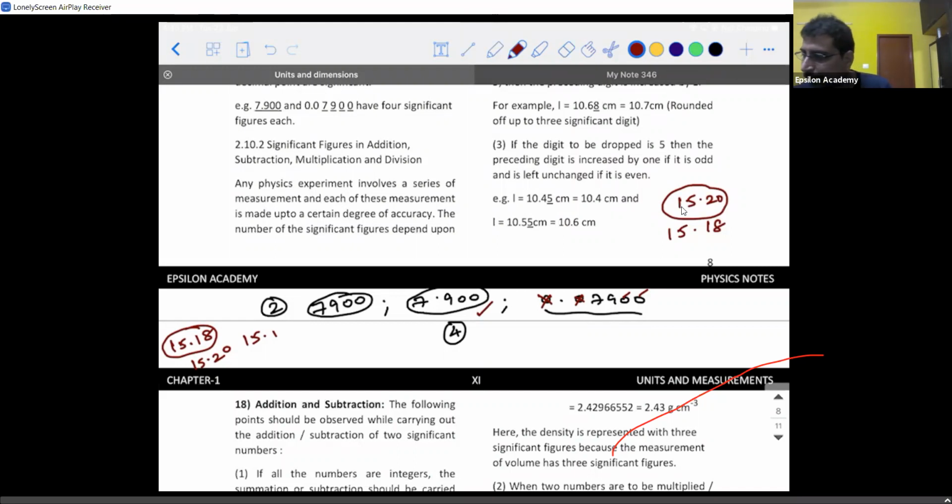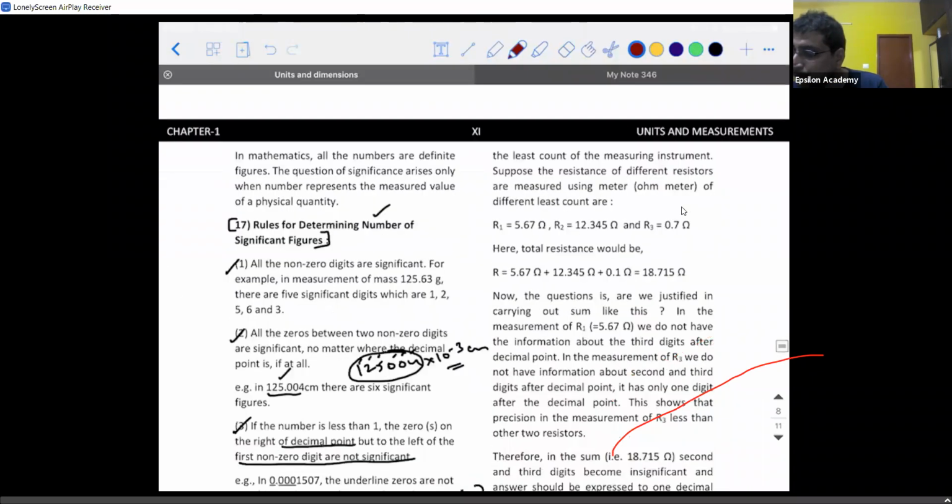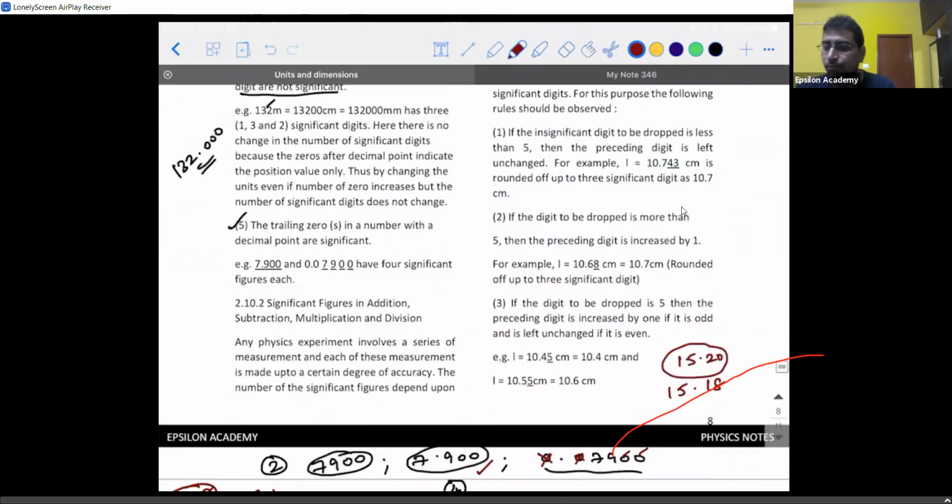I hope you're clear, right? So these are the rules. These are the rules to be followed. Now we will see how to handle these significant figures in the case of addition, subtraction, multiplication, and division.